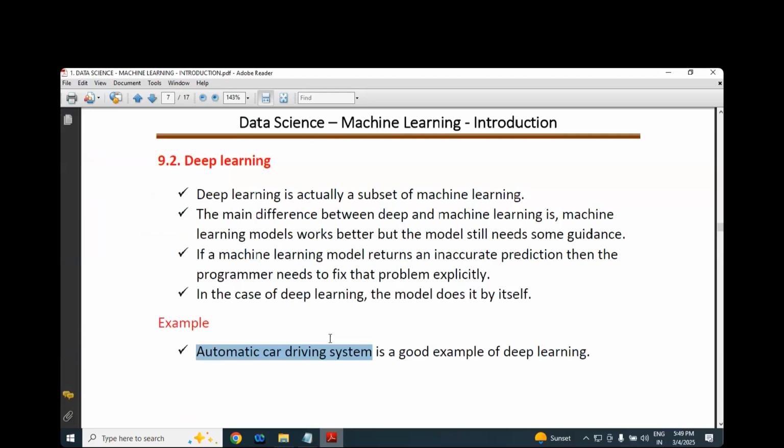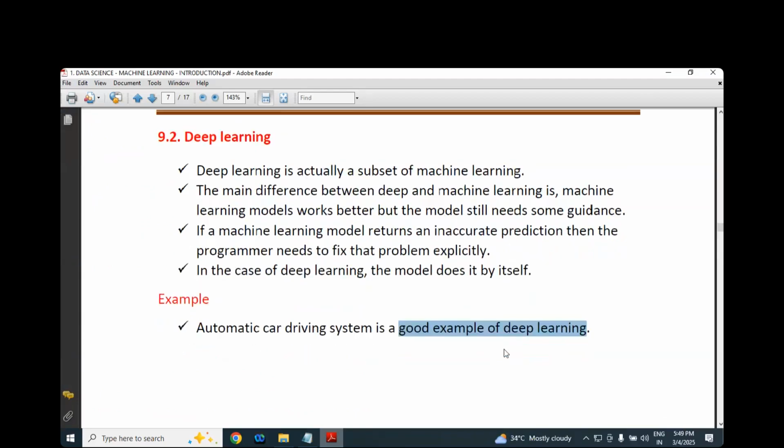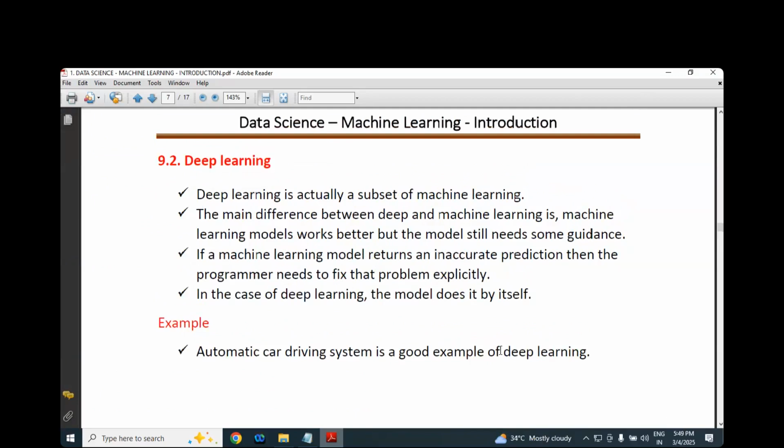Move to the next one. An automatic car driving system is a good example of deep learning. Wow, this is really great. Think of a car driver. He has to be very careful. He needs to start the car and observe the environment. If there is traffic, you have to apply the brakes very carefully, and with no traffic, you can go at a little more speed. Suddenly, some animal comes while you are traveling on the road, and he will apply the brake. He is supposed to be very careful with all his senses. Constantly, he has to watch.